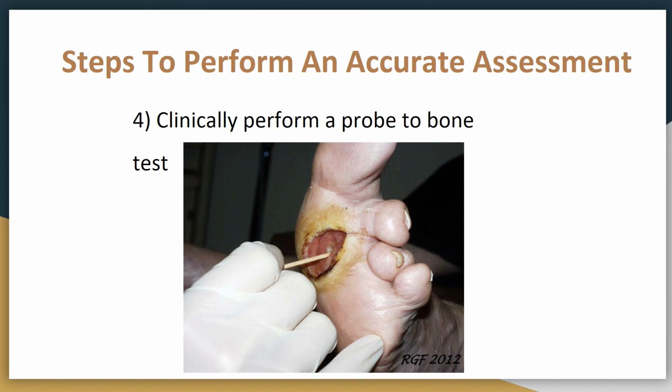Step 4 to an accurate assessment involves performing a probe-to-bone test clinically to help determine the depth of the tissue involvement in order to determine if osteomyelitis is suspected.